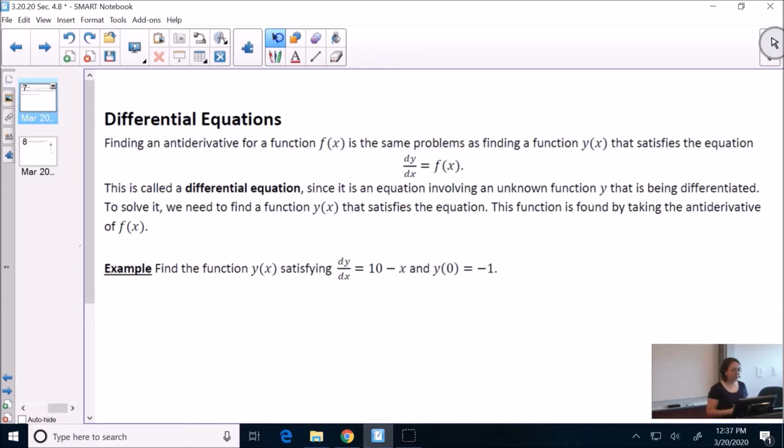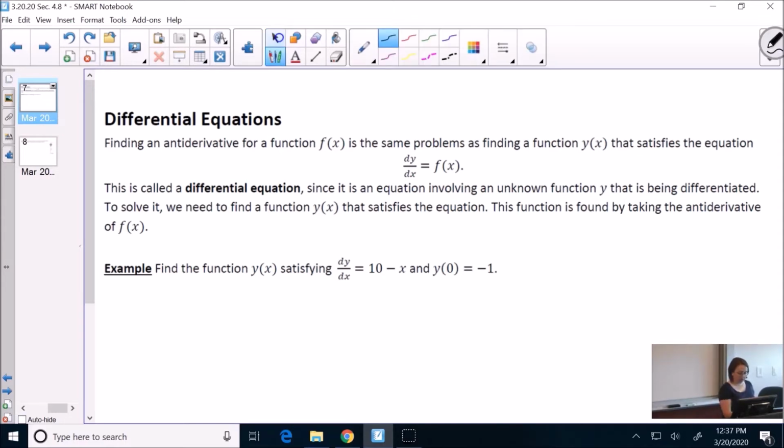Finding an antiderivative for a function, little f, is the same problem as finding a function of y that satisfies this equation. This is called a differential equation because it's an equation involving a derivative. So dy dx is why we call it a differential equation. To solve a differential equation, your goal is to solve for y. What function y, when you take the derivative, equals the little f? So this function y is found by taking the antiderivative of the f on the right-hand side.